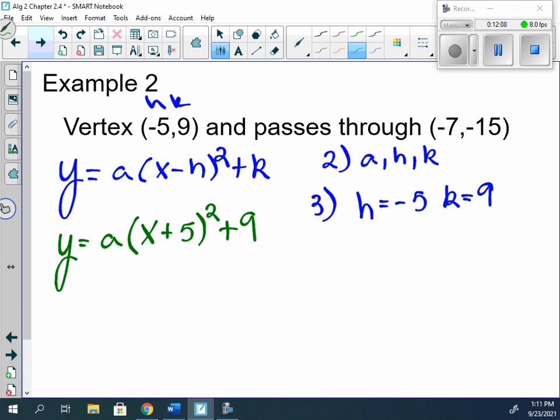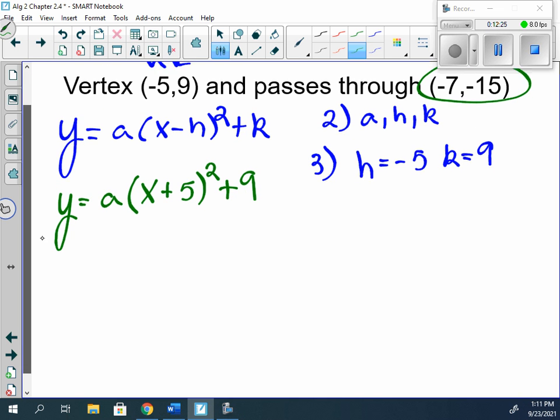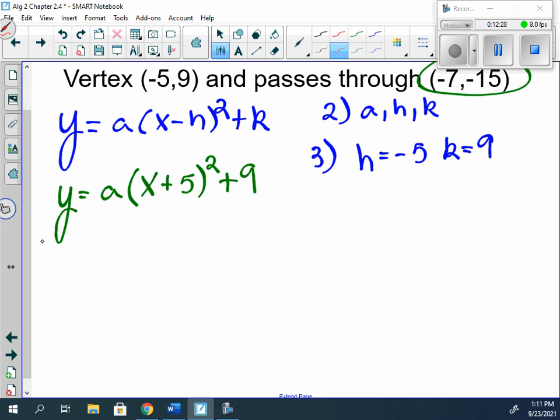So what are we still missing? A. But we know at this point here, when we plug negative 7 into x, the y value will have to be negative 15, no matter what a is. So what we can do is we can take that point and plug in negative 15 for y equals a parentheses negative 7 plus 5 squared plus 9. So we plug that point in for x and y. Negative 7 for x, negative 15 for y. And now we solve for the value of a.